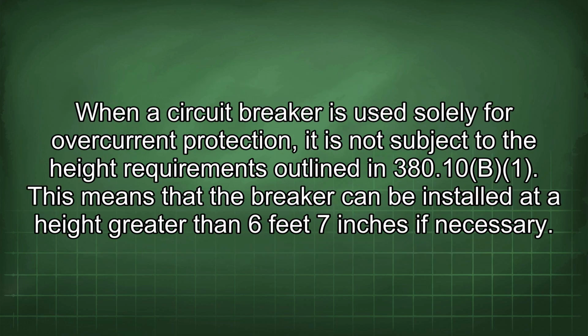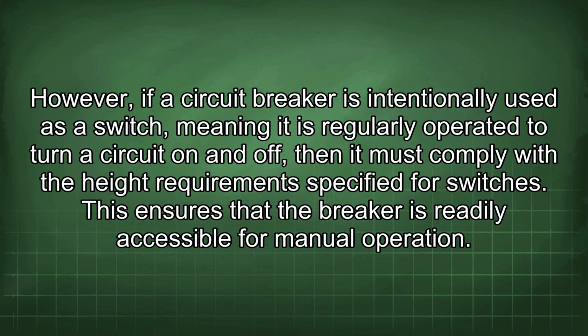When a circuit breaker is used solely for overcurrent protection, it is not subject to the height requirements outlined in 380.10(B)(1). This means that the breaker can be installed at a height greater than 6 feet 7 inches if necessary. However, if a circuit breaker is intentionally used as a switch, meaning it is regularly operated to turn the circuit on and off, then it must comply with the height requirements specified for switches. This ensures that the breaker is readily accessible for manual operation.